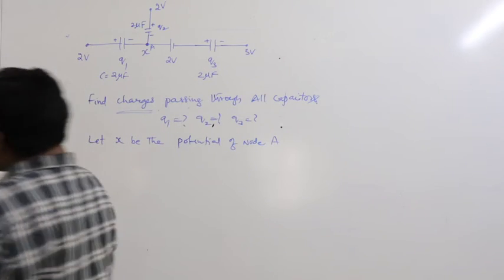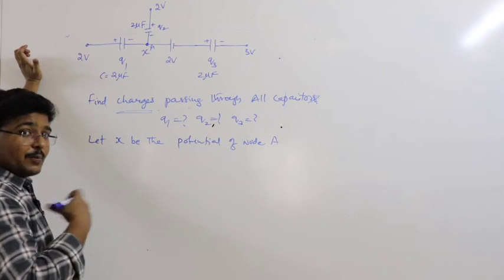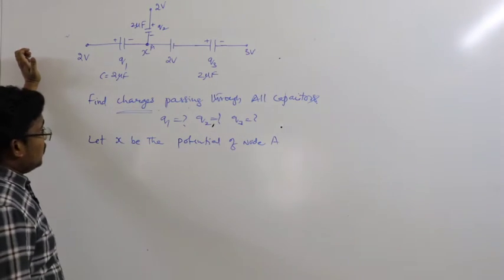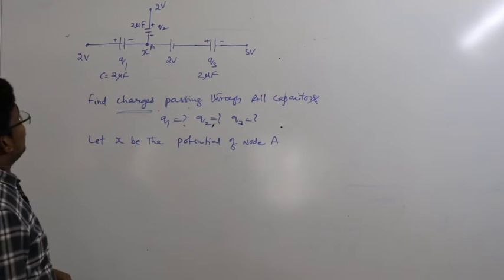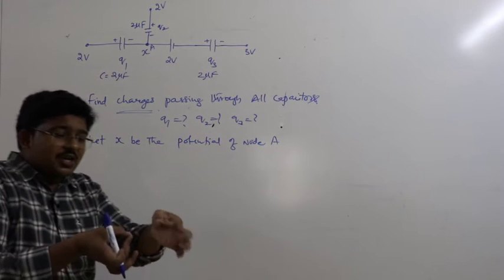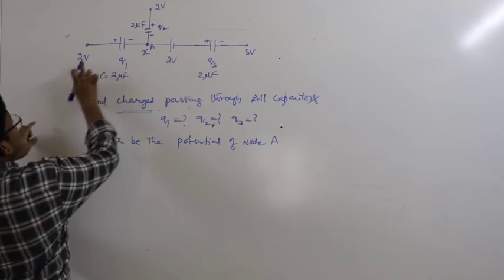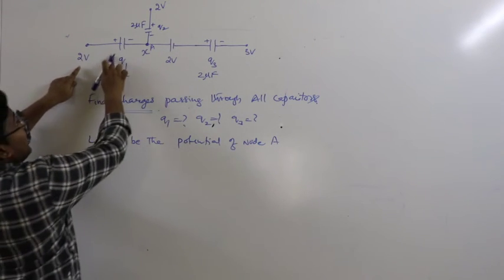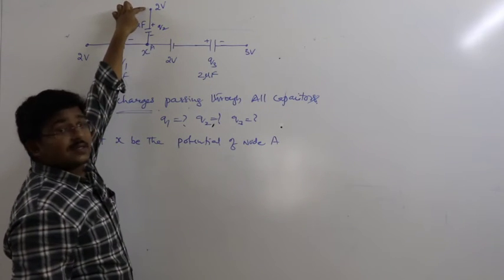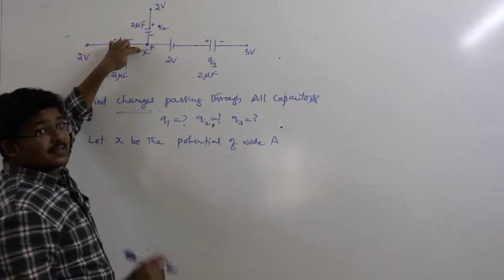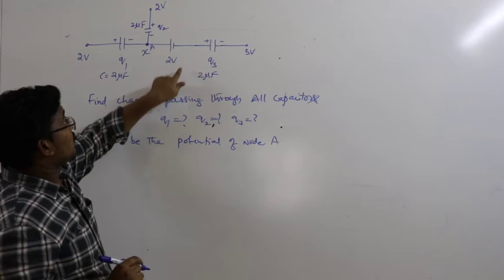Now my logic, you can say this is my procedure, okay, right. So here I am assuming X as the potential. Can you identify the potentials across each capacitor? See, for this capacitor 2 volts is one end point, X is the other end point. For this capacitor 2 volts as one end point, X as the other end point. For this, it is a battery.